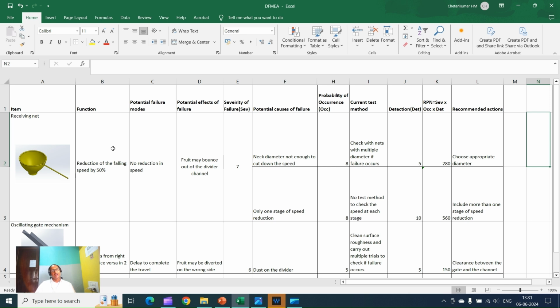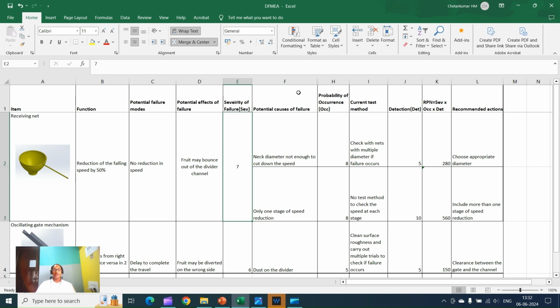Okay. Potential failure modes. What the engineers have identified here is that this function will fail because of no reduction of the speed of the fruit. And what is the potential effect of this failure? The engineers have identified that the fruit may bounce out of the divider channel. And the severity rating given here is 7 because the falling of the fruit will not injure any operator.